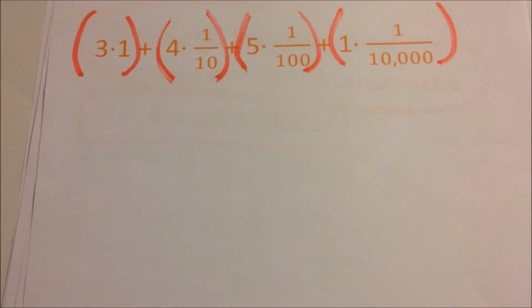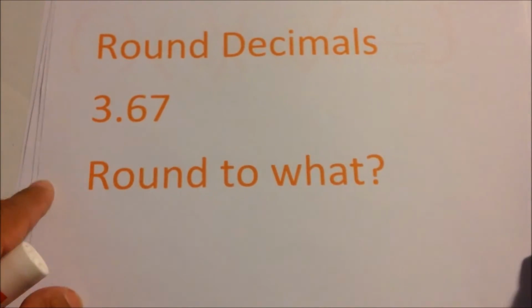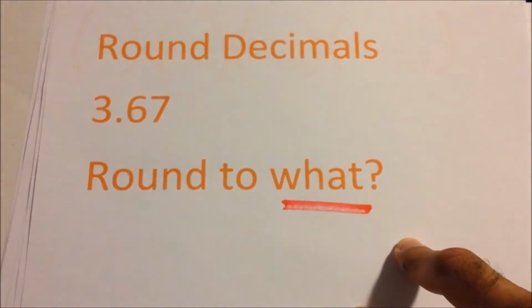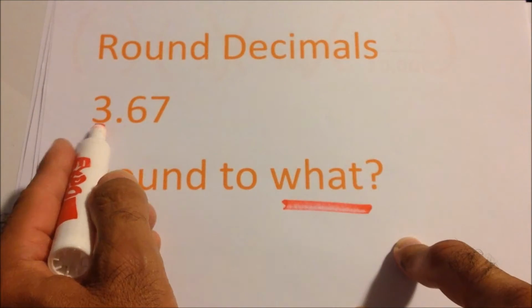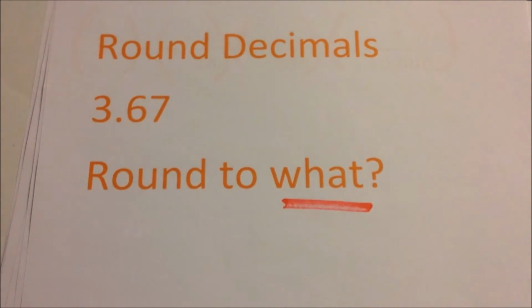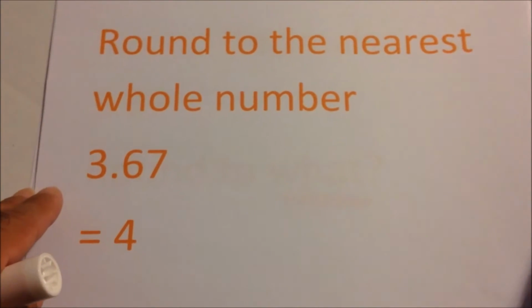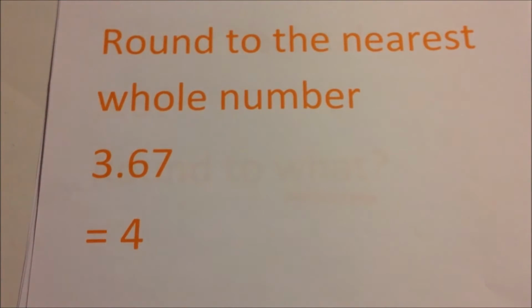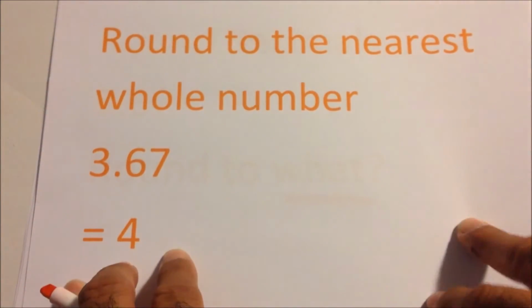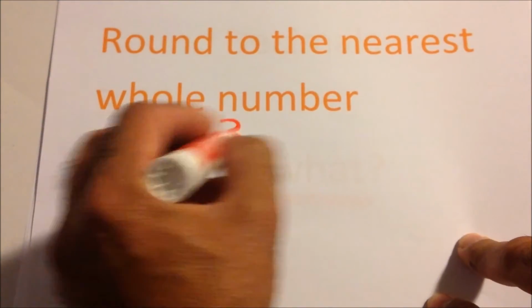And also now let's round decimals, which we did in 5th grade also. Round decimals. So the first thing you have to do when you round is round to what? Round to the whole number or the 10th or the 100th? So let's look at one. Let's round 3.67. Let's round it to the nearest whole number. If you remember from 5th grade, 3.67 is in between two whole numbers. It's in between 3 and 4.